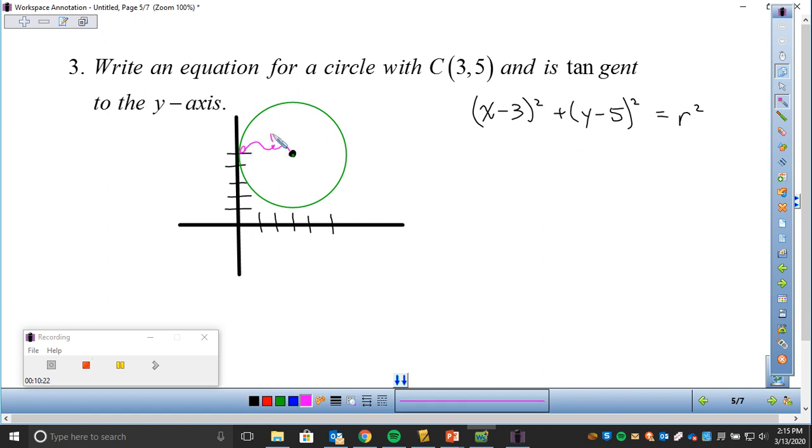Now we can see what the radius is. There's the center of the circle, tangent to this line, the y-axis. So this distance right here is my radius. My radius is going to be 1, 2, 3. So my radius is 3. This is r squared, so 3 squared is 9. There is my equation of a circle that is tangent to the y-axis with center (3, 5).